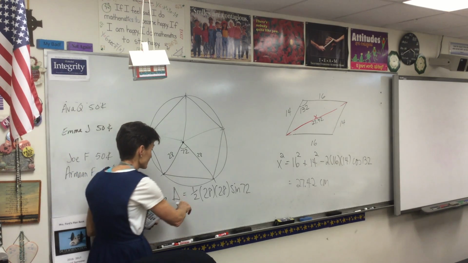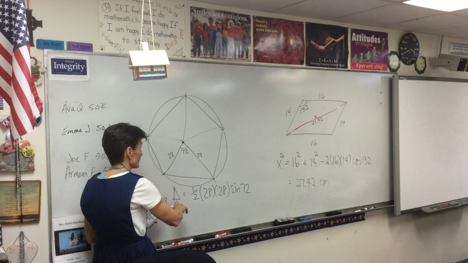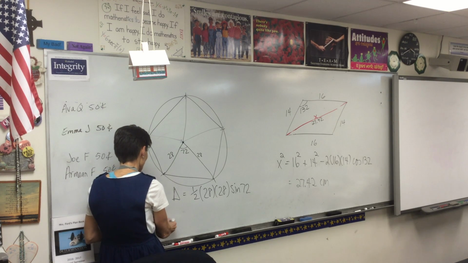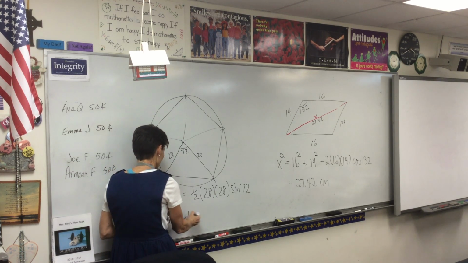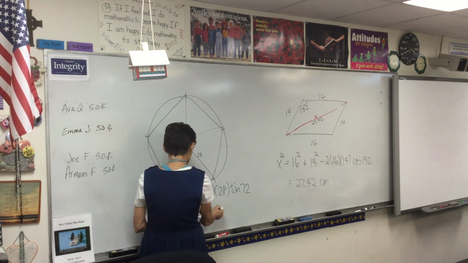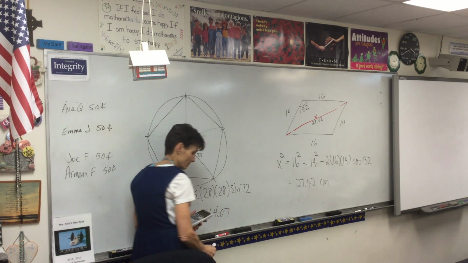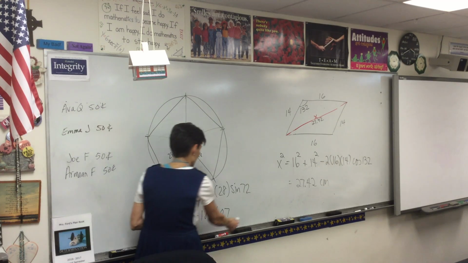Because when I do this, this is just the triangle, right? So the answer, the area of the pentagon, I got 1864.07. Is that what you got? Yep. Square inches.